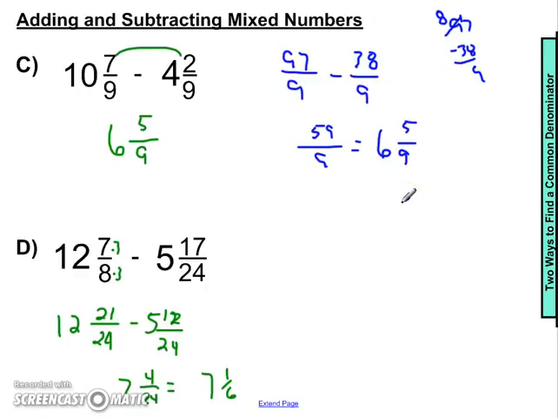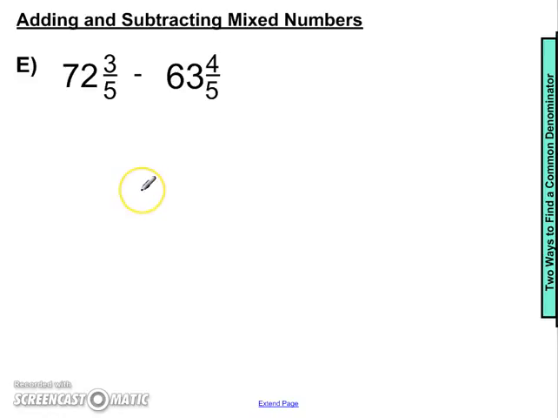Then I run into this, and this is where your issues come into play. And going to an improper fraction may be the best, but maybe it's not. And so this is where you have to figure out your math strengths and weaknesses, because when I'm subtracting with mixed numbers, 3/5 minus 4/5, well, that causes a problem because we can't do 3 minus 4.